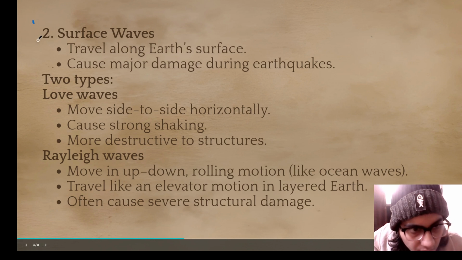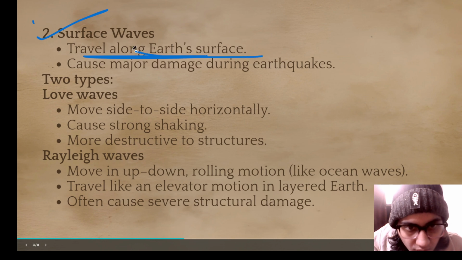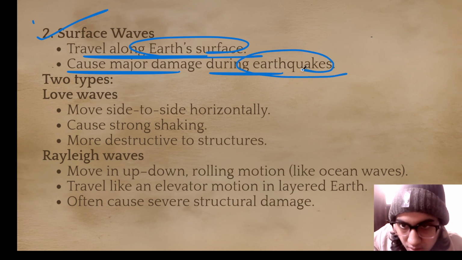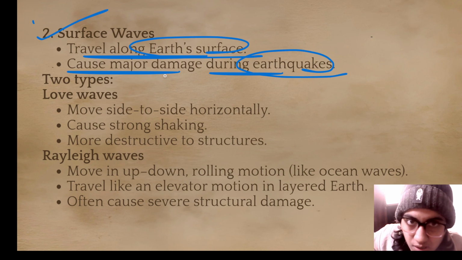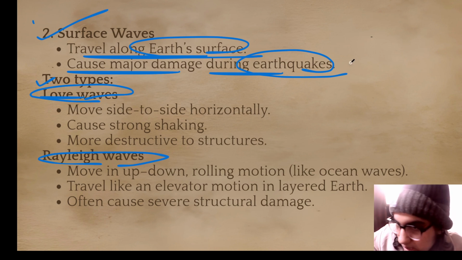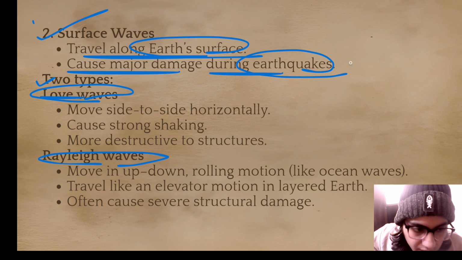Secondly, surface waves travel along Earth's surface and cause major damage during earthquakes. So the major damage that is caused in earthquakes is because of these surface waves. These surface waves are further divided into two types: love waves and Rayleigh waves.